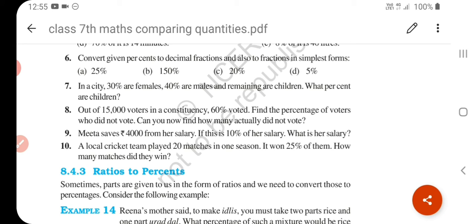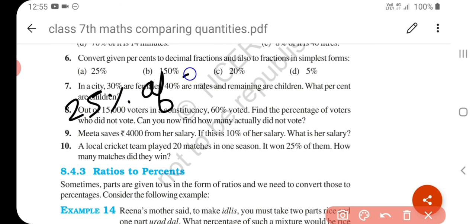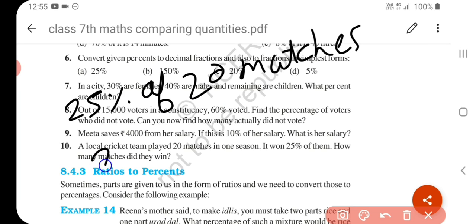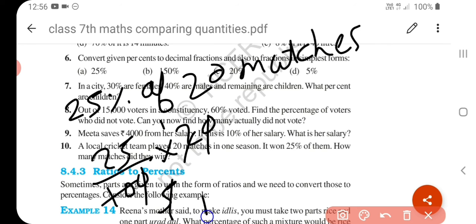So total number of matches played is 20. Part of matches won is 25%. So we have to find 25% of 20 matches. So 25 upon 100 into 20. 5 ones are 5, 5 5s are 25. So they won total 5 matches. The team won 5 matches.